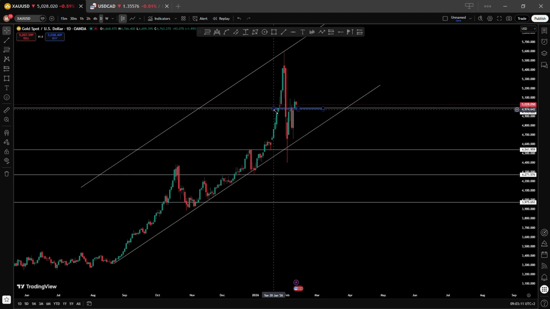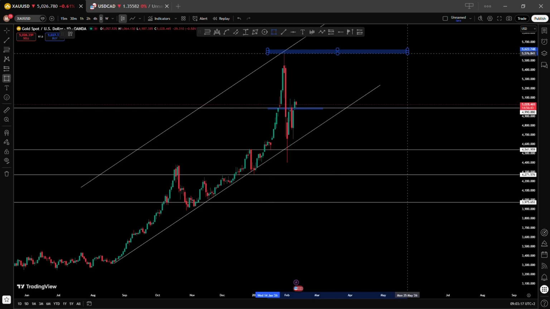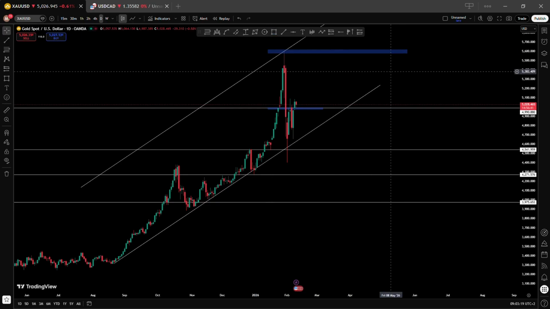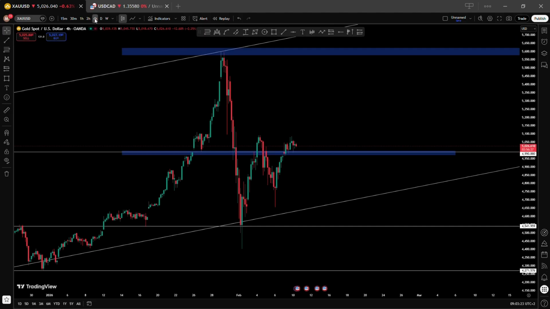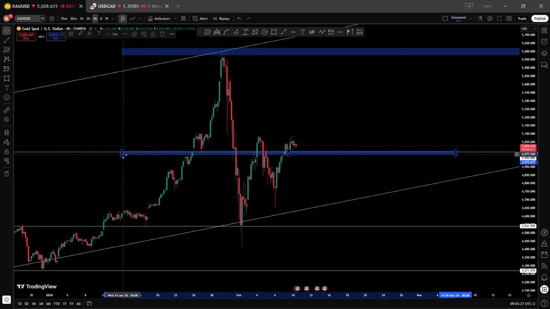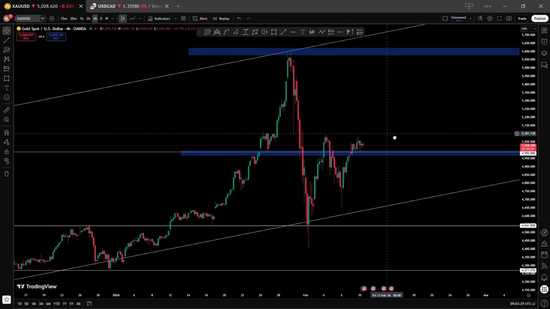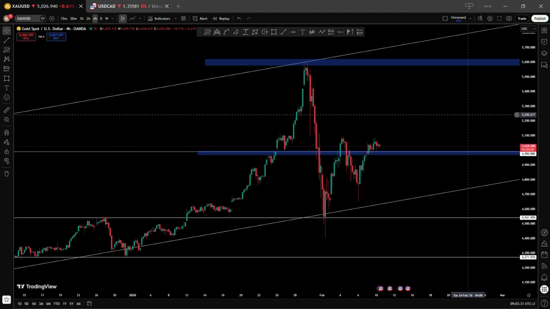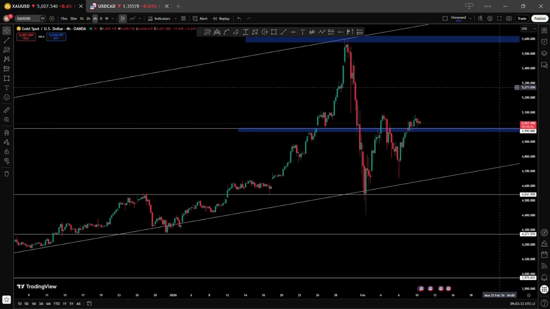So I've marked out my zone over here, and I can as well mark out my resistance over there, right? This is where I'm starting to analyze the key levels and the trends within the market itself. So currently this is what I've seen on gold. Gold is actually starting to give us what we call bullish momentum.